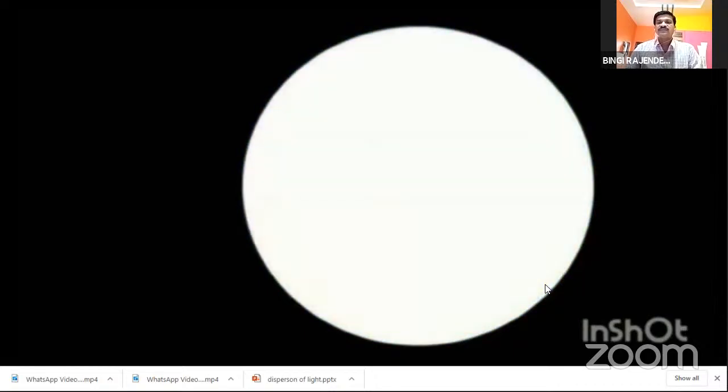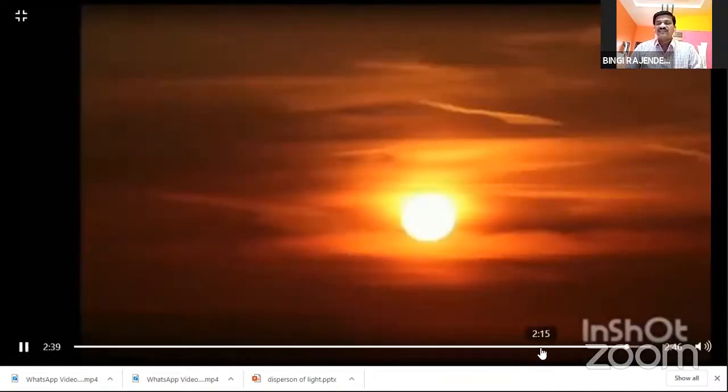This is explained by Newton. White light splits into 7 colors. This is dispersion of light, and when you add the 7 colors, it gives white color. In this way, we can observe activity 3 and activity 4. And we can also do another activity, activity 5 in our textbook.